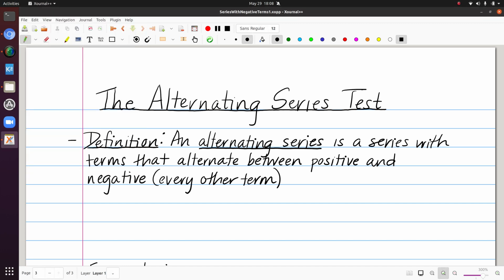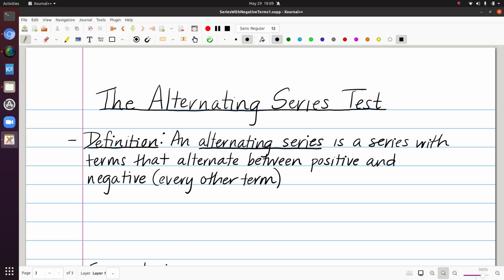So far, we haven't really discussed what to do with series that potentially have negative terms. So to start with, I want to consider in particular what we call alternating series. Not only do these have negative terms, in particular, an alternating series is one whose terms alternate between positive and negative, and specifically that means every other term.